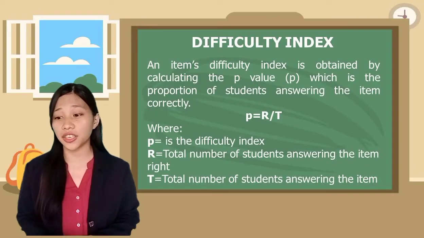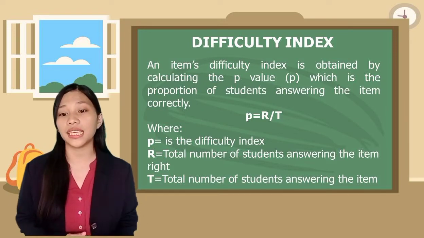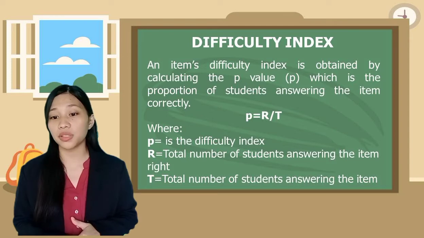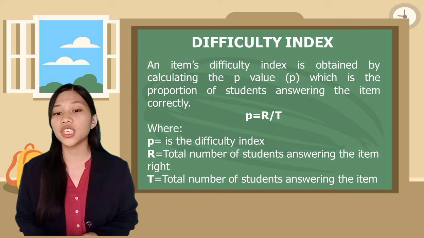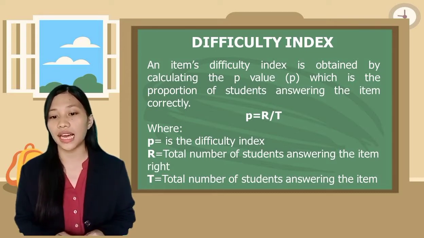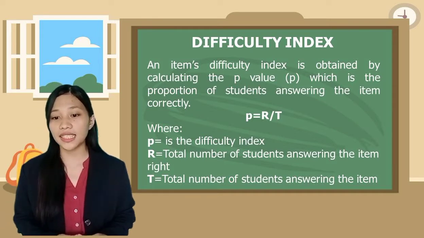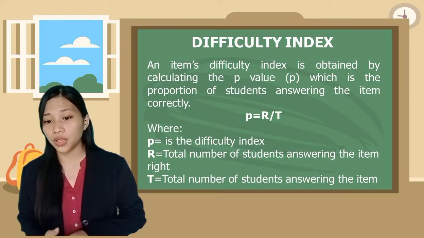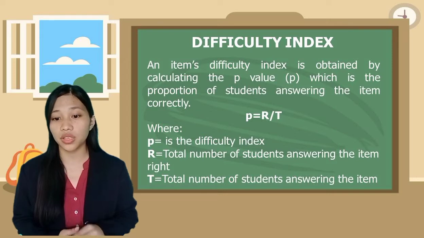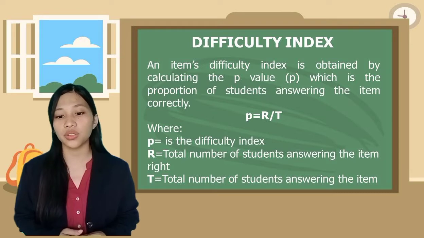So, as mentioned earlier about the empirically based procedure, we will now go to the difficulty index. An item's difficulty index is obtained by calculating the p-value, which is the proportion of students answering the item correctly. As you can see in the PPT, we have the formula P equals R over T, where P is the difficulty index, R is the total number of students answering the item right, and T is the total number of students answering the item.